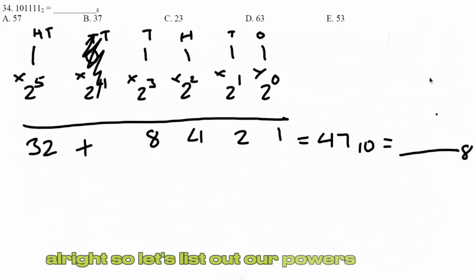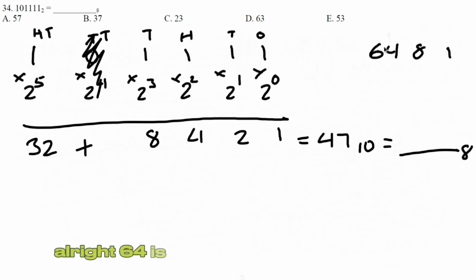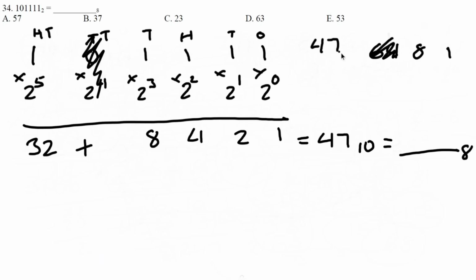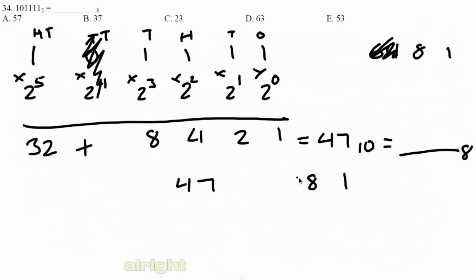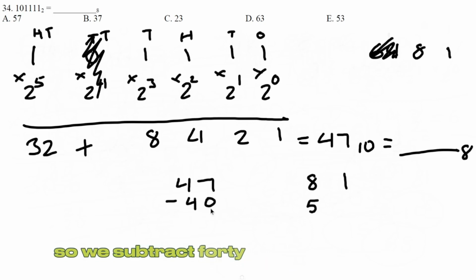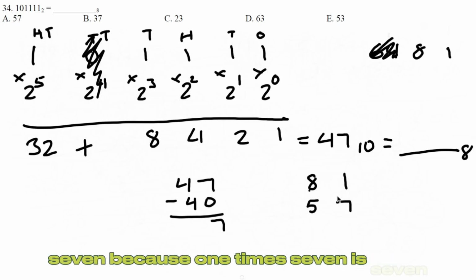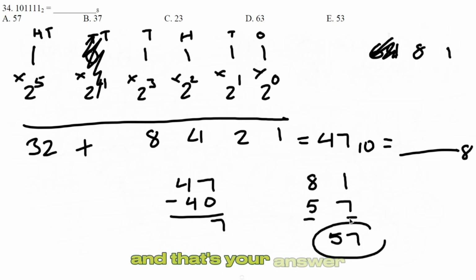Alright, so let's list out our powers of 8. So we have 1, 8, 64. Alright, 64 is bigger than 47, so we can't use it. So we just have 8 and 1. And now we have our 47 over here. Alright, so 8 goes into 47 how many times? That is 5, because 8 times 5 is 40. So we subtract 40, and we're left with 7. How many times does 1 go into 7? 7, because 1 times 7 is 7. So now we have 5, 7, and together that's 57, and that's your answer.